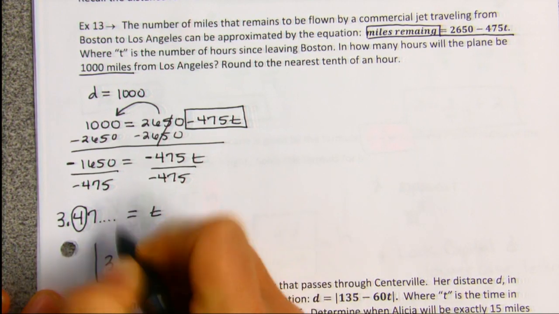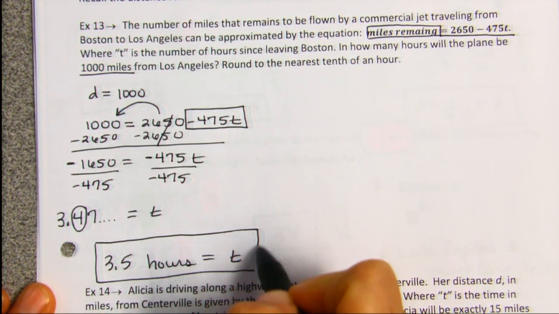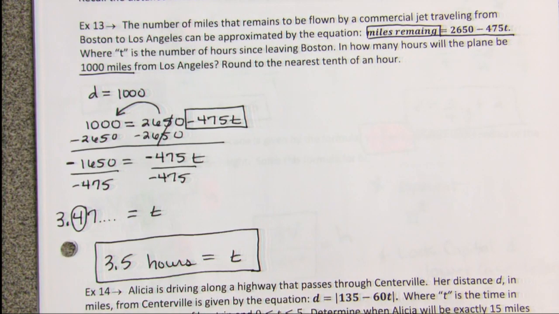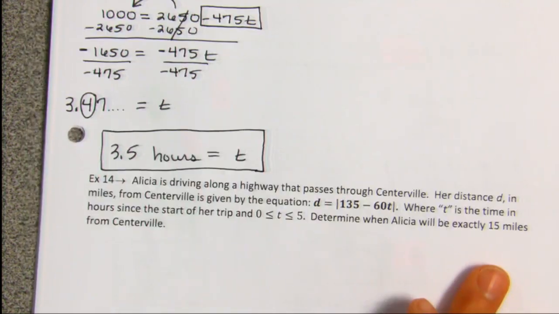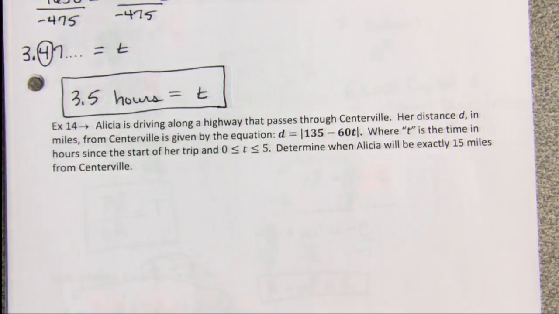You don't have to worry about labeling time in WebAssign. Things are already going to be labeled for you, but you should be in the habit of doing it when you're doing your written work. Try to, that way, I want you to look back. Does that seem reasonable? 3.5 hours. It's a real time. It's not negative, 3.5 hours.